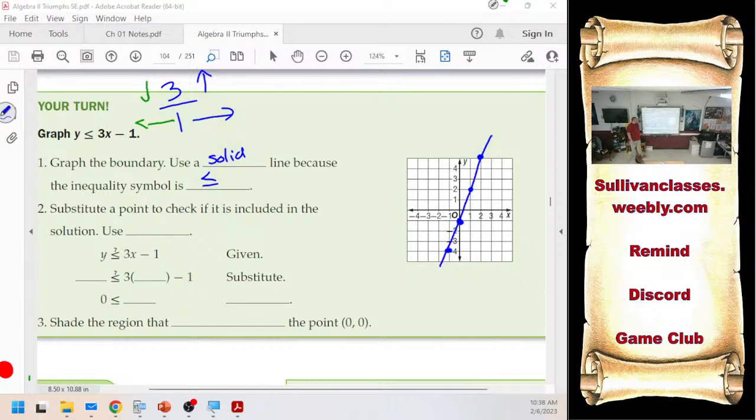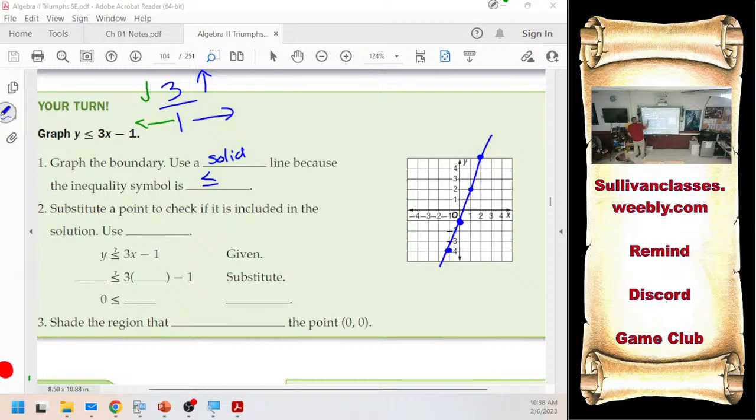All right. It says substitute a point in. Pick any point you want to plug in there for x and y. And we said the easiest one we could use is 0, 0. You got to be careful. If the line goes through 0, 0, you can't use it. It's got to be a point on either side. If it's right on the line, you can't use it. So it doesn't quite go through 0, 0, right?